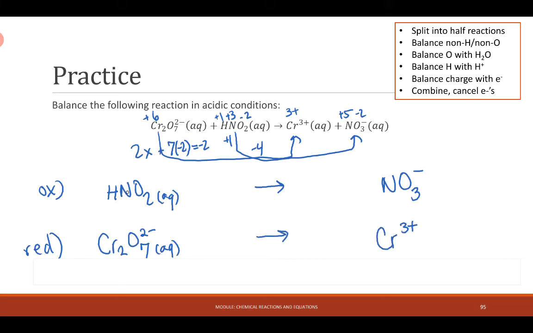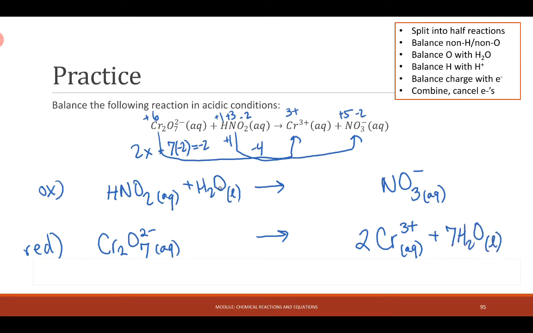So I got to make sure that I balance all of the non-hydrogen, non-oxygen atoms first. One nitrogen, that one's balanced, but here I do have to add a 2 to the chromium in order to make sure that I have 2 chromiums. Now I have to balance out the oxygens. I see 2 oxygens here, 3 oxygens here, so I got to add 1 water to that side of the reaction. This side has 7 oxygens, this side has 0, so I'm going to need to add 7 waters down here.